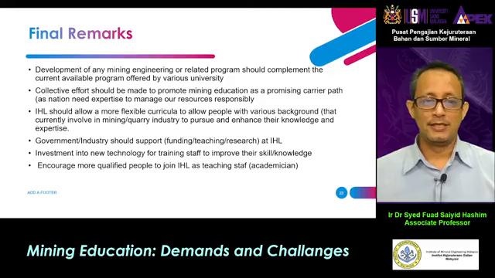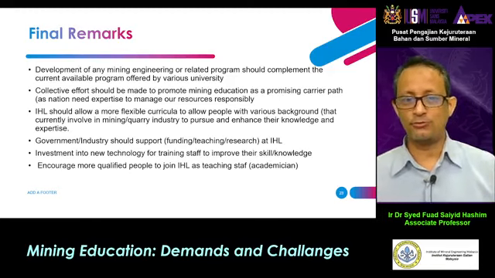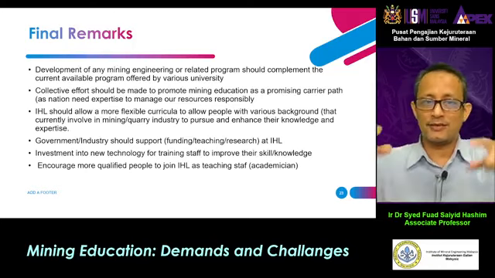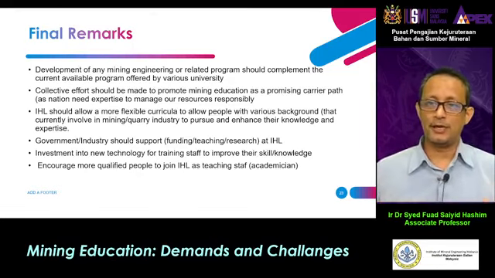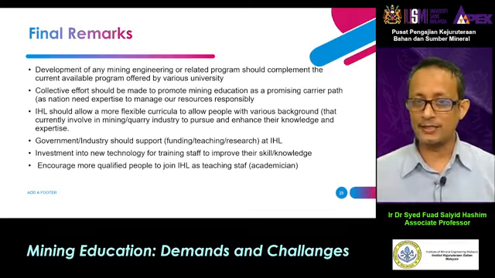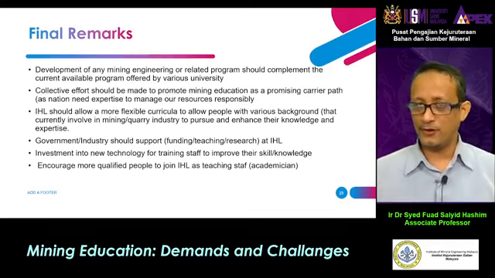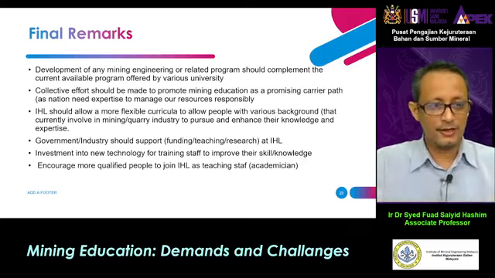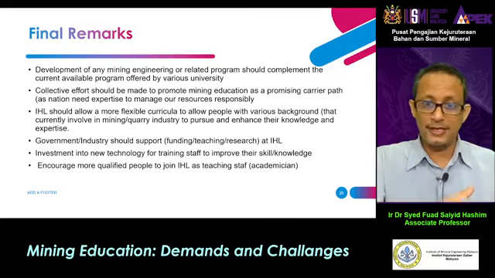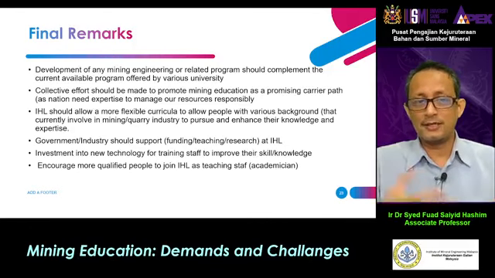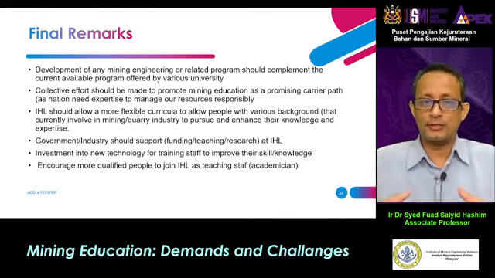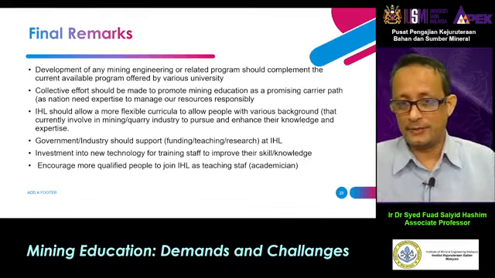And of course, investment in new technology for training staff. You have to be more flexible, not just having flexible curricula, but also in the way of delivering the skills and the knowledge. Of course, certain skills need to be hands-on, so how they can be complemented so that they have the right skills, while the theoretical part can be delivered in other ways.